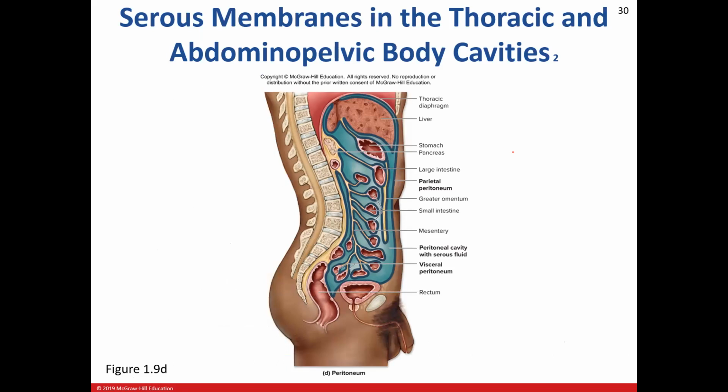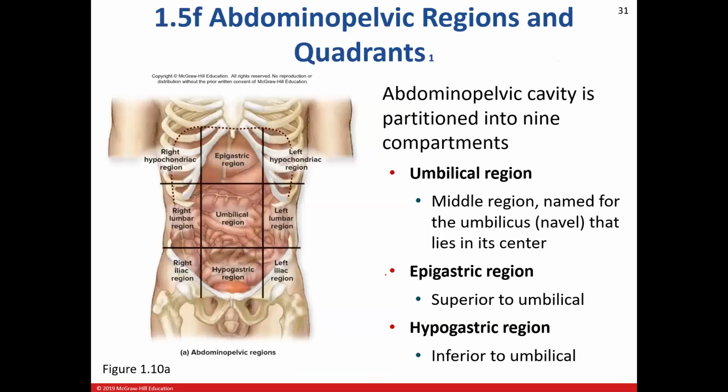So here you can see a mid-sagittal cut of the peritoneum. The dark blue line over these organs is the visceral peritoneum. And this dark blue line that lines this part of the cavity on the anterior portion is the parietal peritoneum. And then you can see this light blue space, that's the peritoneal cavity, and that's where we'll find our serous fluid. I just want to finish up here talking about the abdominopelvic regions and quadrants, and then we'll get into some labeling.